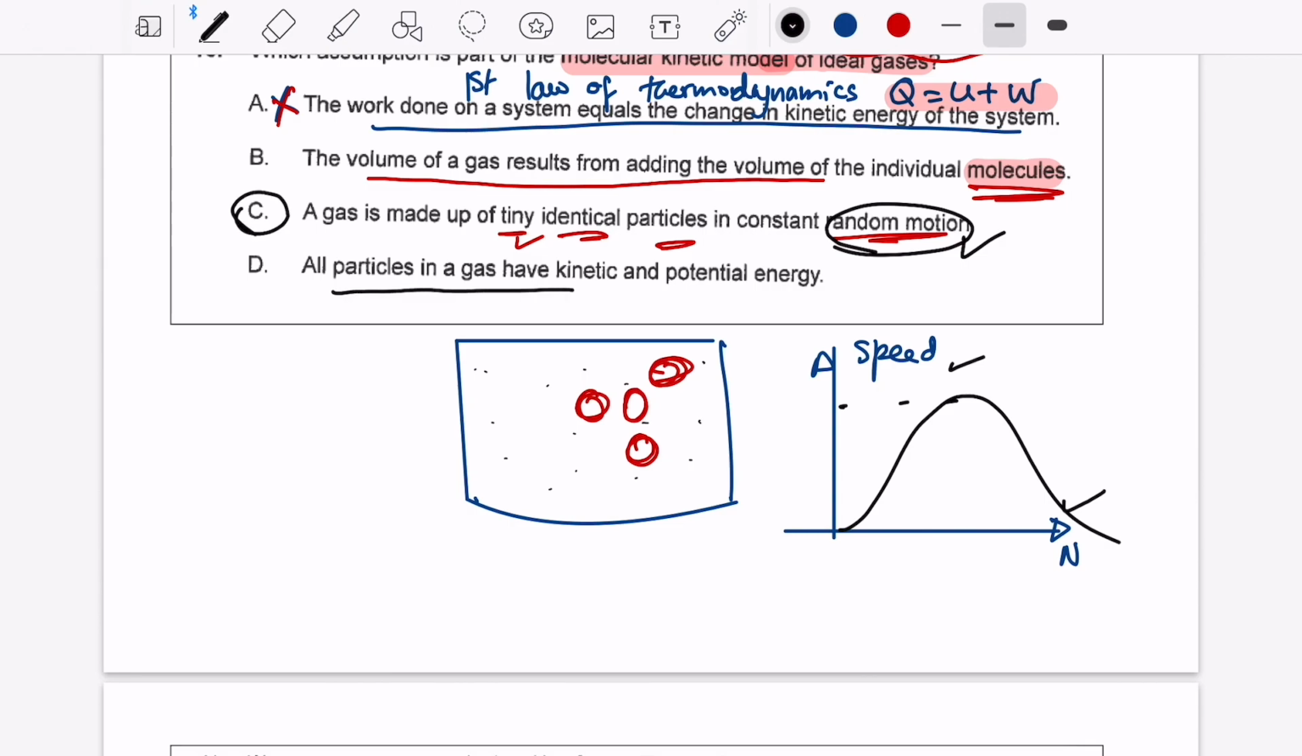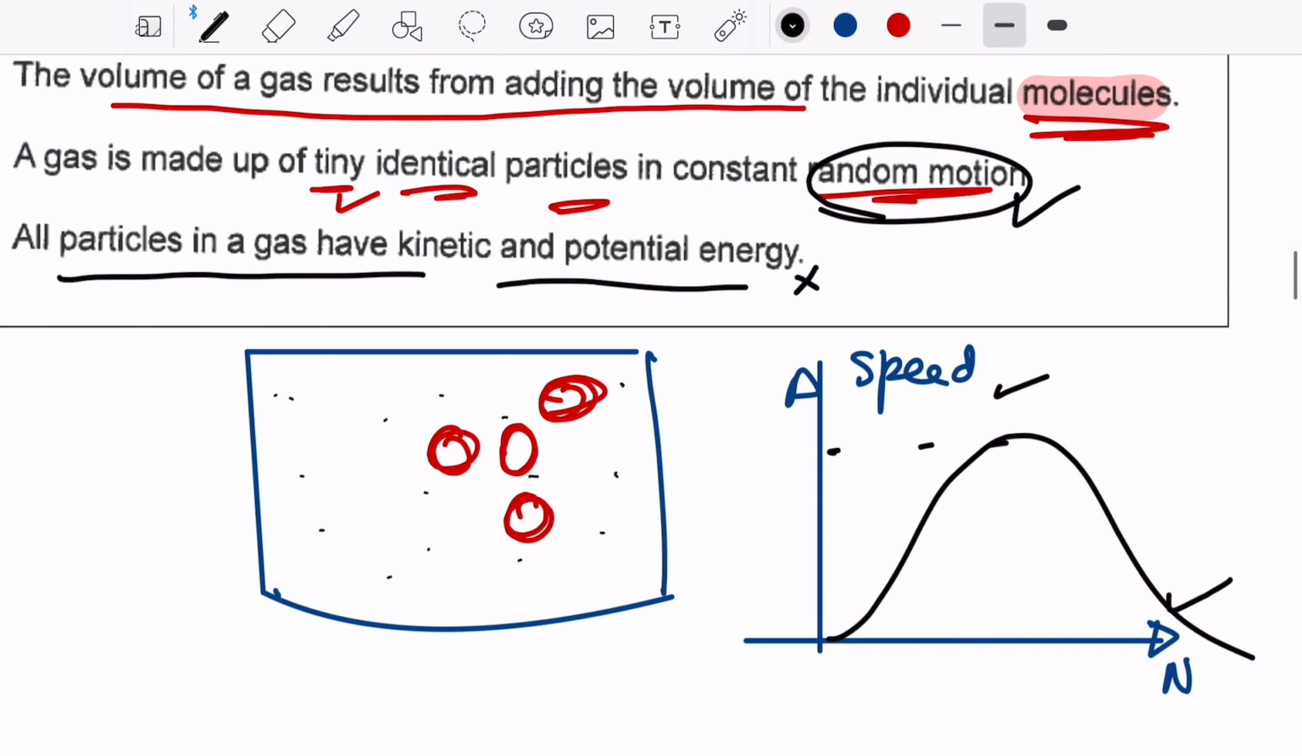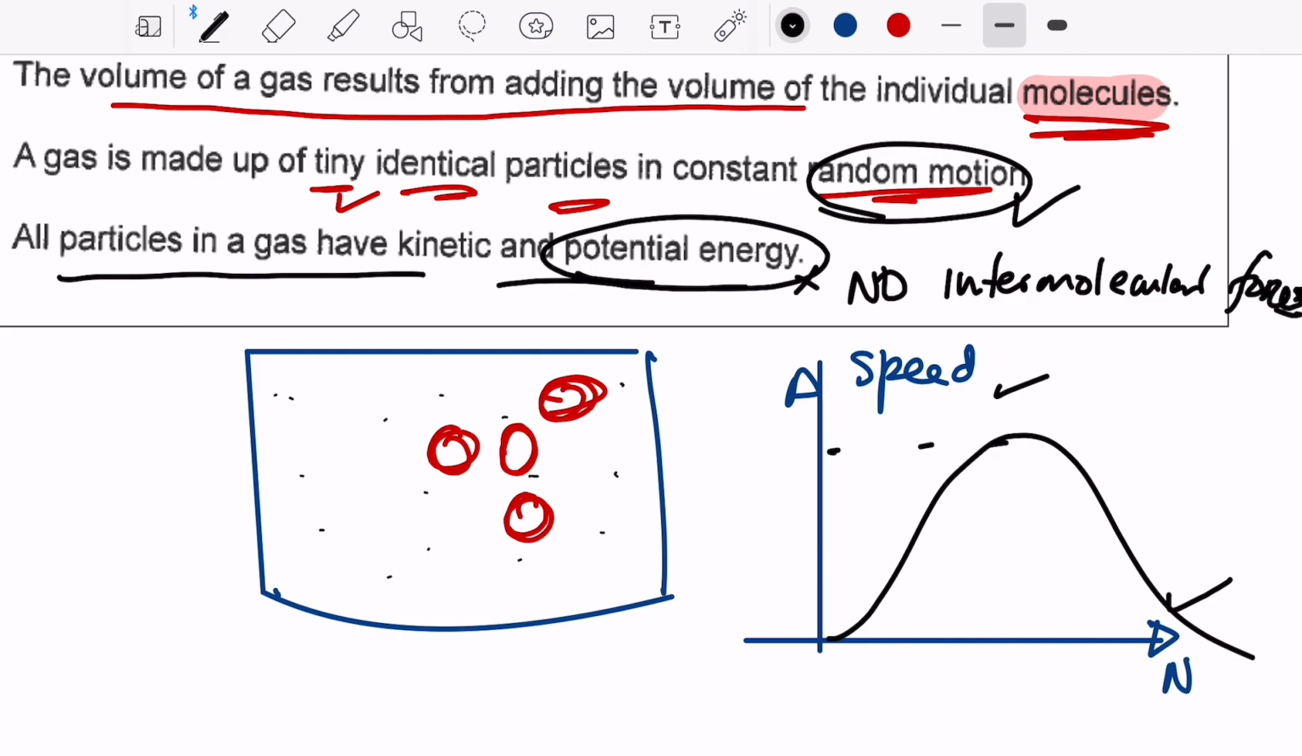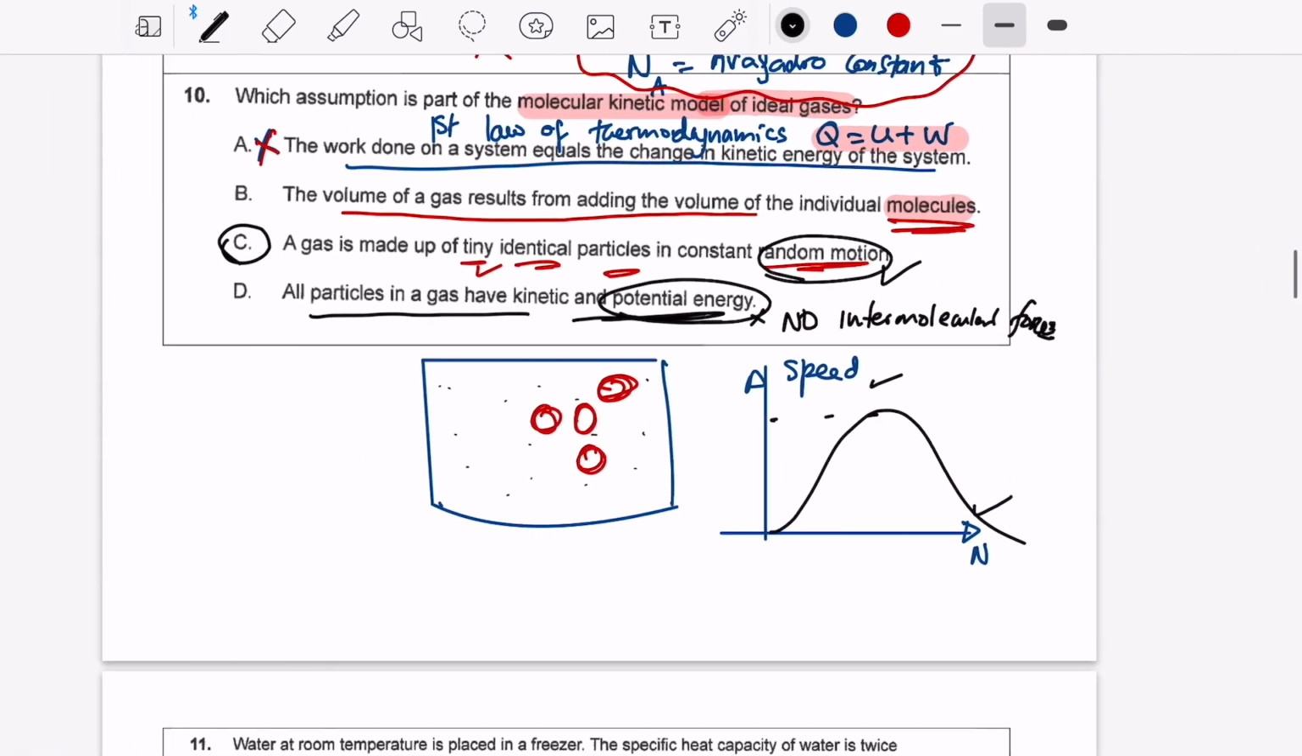All particles in a gas have kinetic and potential energy. No, to get potential energy, you need intermolecular forces. So you can't have potential energy. So answer D is wrong.